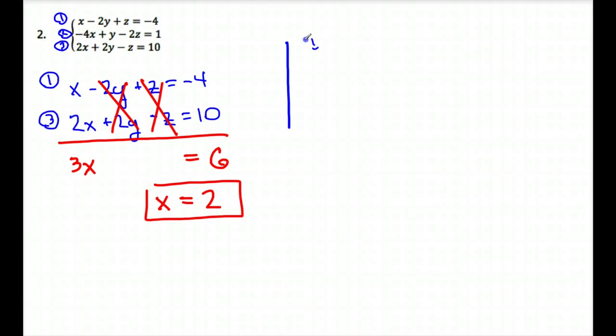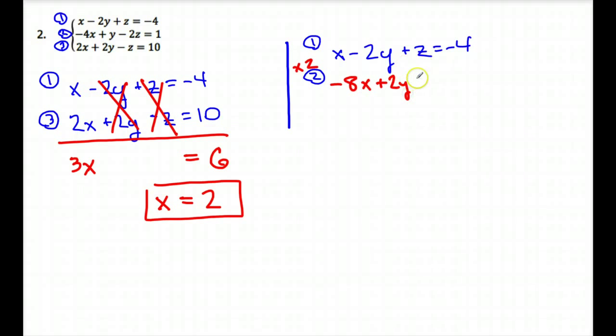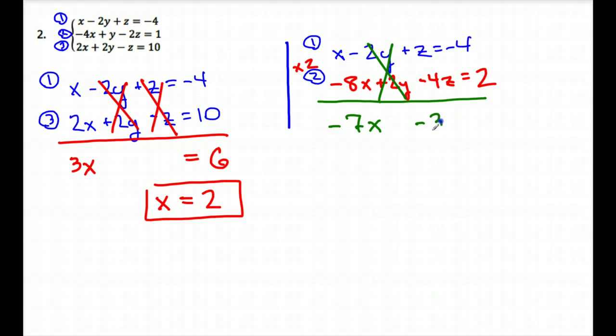So equation 1 is x minus 2y plus z equals negative 4, and equation 2, what I'm going to do is, since there's a positive y down here, I need to get a positive 2y to cancel out this negative 2y. So I'm going to multiply equation 2 by 2. So I'm taking equation 2 and multiplying it by 2. So that gives me negative 8x plus 2y minus 4z equals 2. So sometimes when you're doing this elimination step with these two equations, you've got to multiply. So my y's are going to go away. I'm going to get negative 7x minus 3z equals negative 2 here.